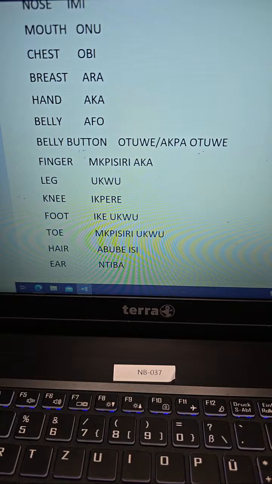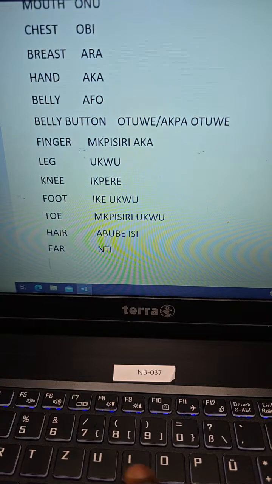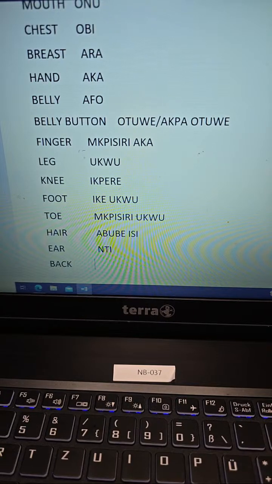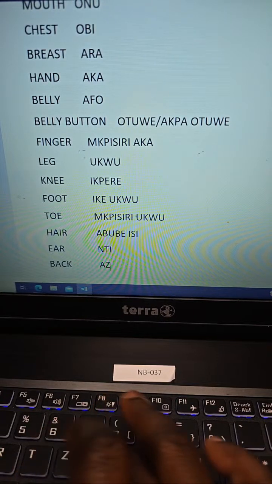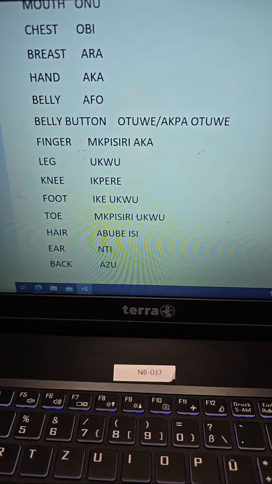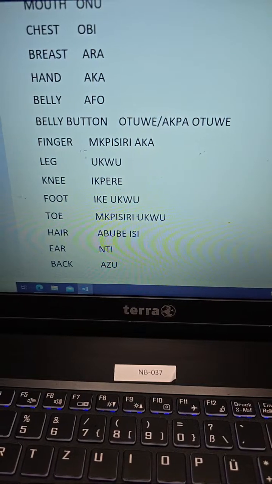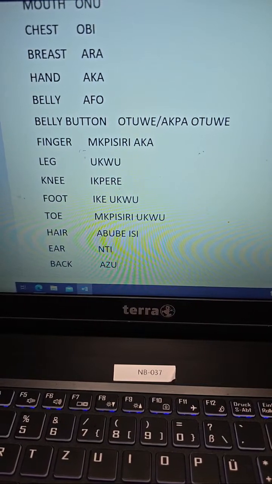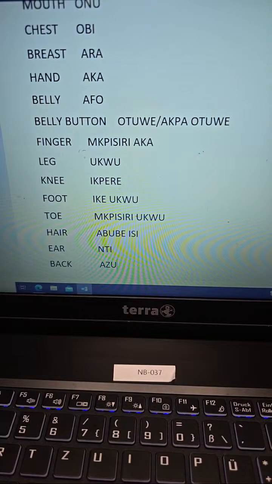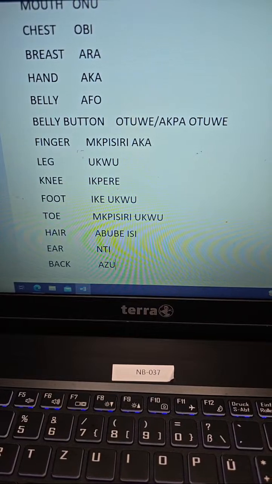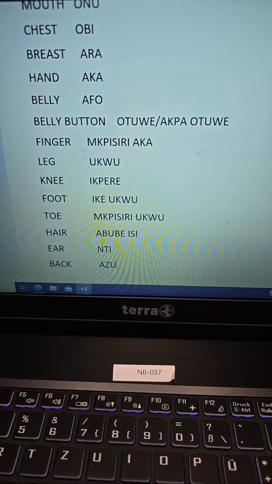Back, azụ. Back, azụ. Back, azụ. Back, azụ.